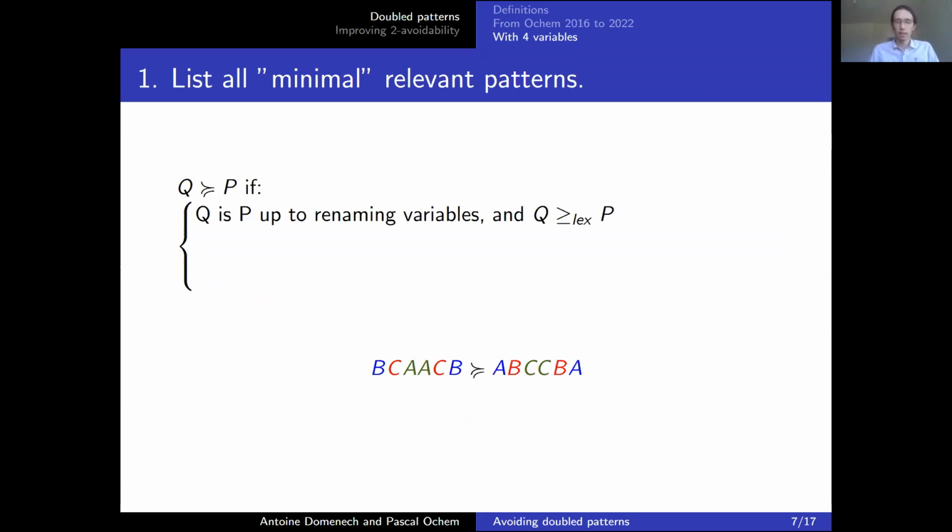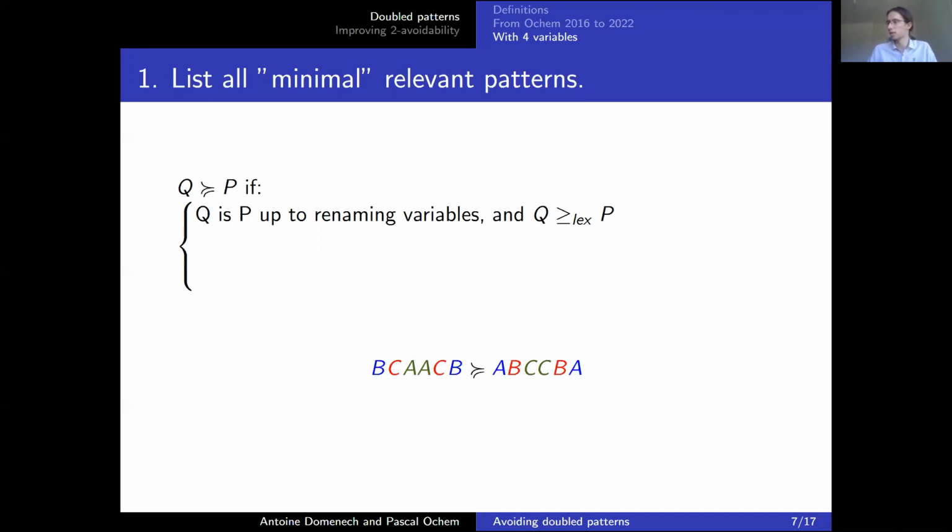What are our minimal relevant patterns? Well, first, if a pattern is equal to another up to renaming variables, then they are philosophically the same. It will be exactly the same rule that avoids one and the other. We don't have to study both of them, and we choose to study only the lexicographically minimal one. So if you look at the example below, those 2 are the same pattern.